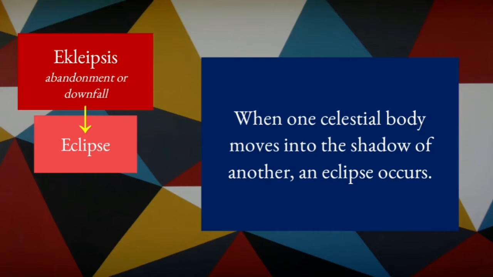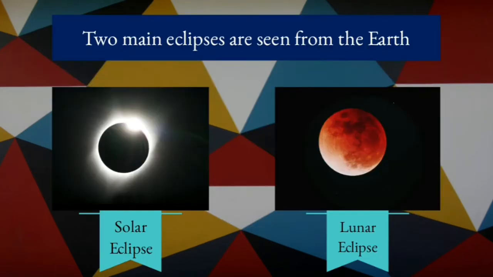Basically, when light falls on an object, a shadow is formed of the object. Similarly, the celestial bodies have a shadow. But what is the light source in space? The sun. Two main eclipses are seen from the earth: solar eclipse and lunar eclipse.